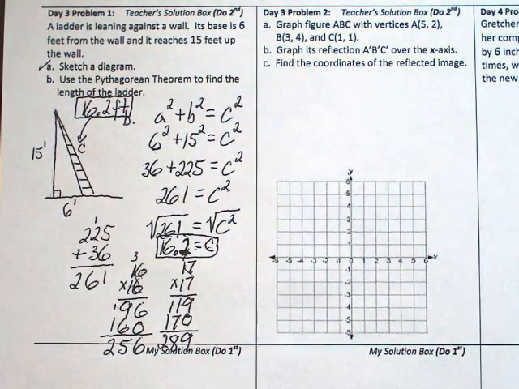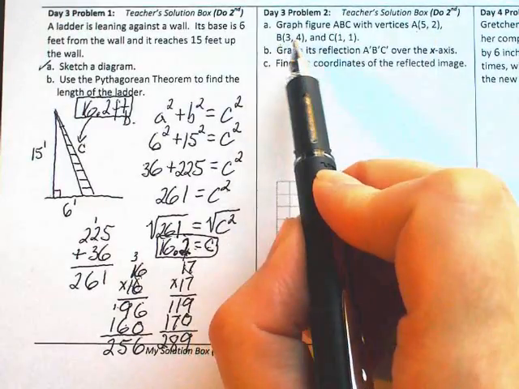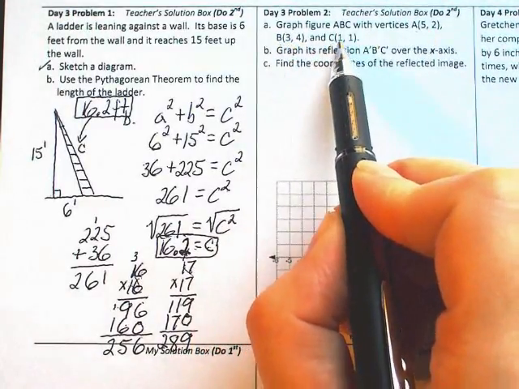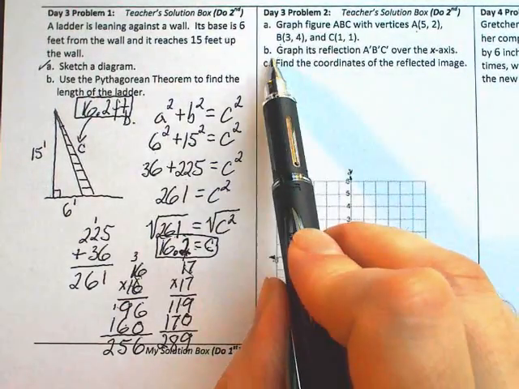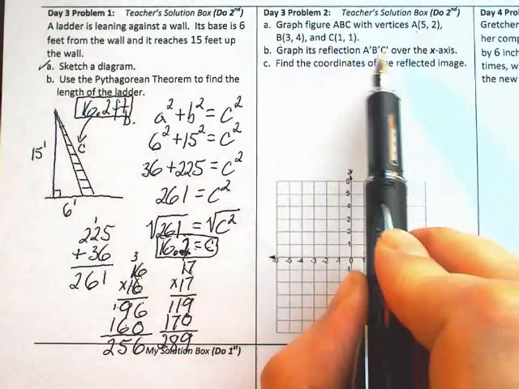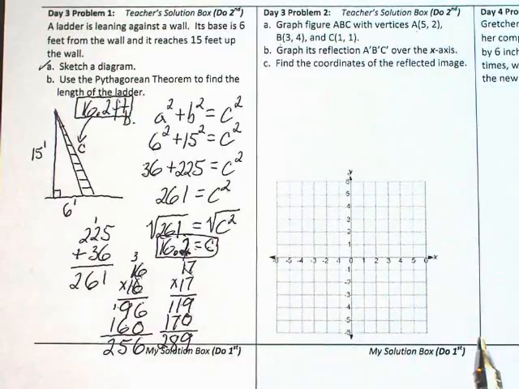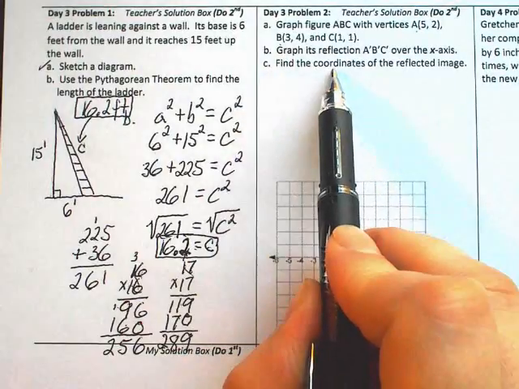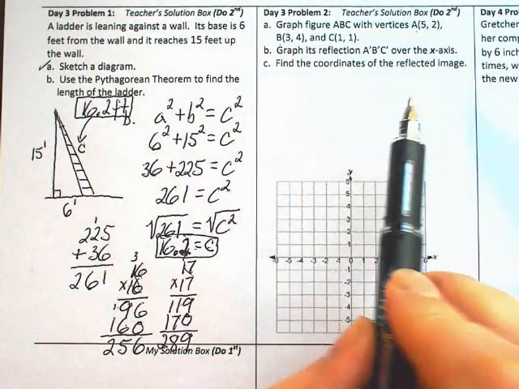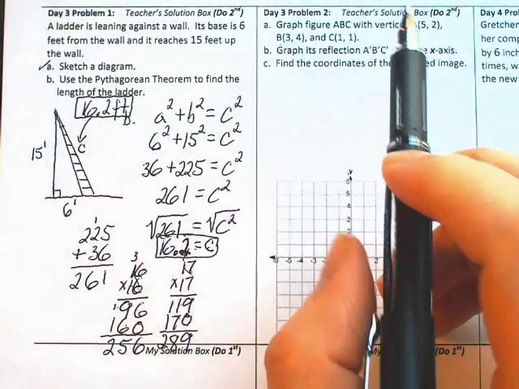Now, day 3, problem 2. Graph figure ABC with vertices A (5, 2), B (3, 4), and C (1, 1). That's going to create a triangle on this grid. And then in part B, we're asked to create the reflection of that triangle by reflecting it over the x-axis, by flipping that triangle to the other side of the x-axis. And then in part C, we're going to determine the coordinates of the vertices of that new triangle.